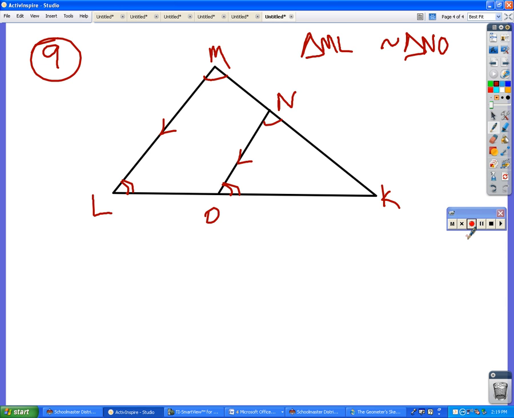Okay, and then finally the last one. K is obviously congruent to itself. And so those two triangles are also similar by angle, angle. And that's the most common way that you're going to find to prove two triangles are similar. Okay?